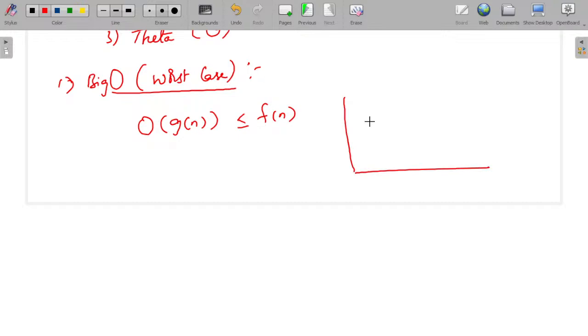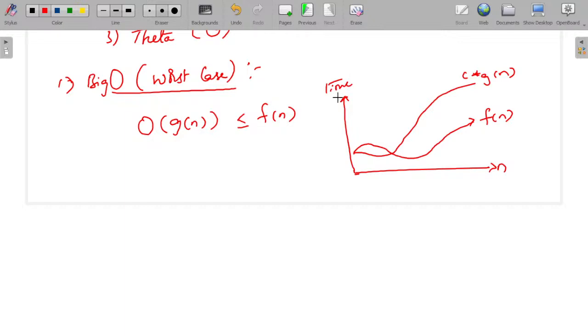Okay. So if you believe that this is f of n, and this is g of n, which is a constant called c times g of n, right? Now you can assume this axis as n, the size of the problem, and this one as time. This graph explains how big O notation actually works.